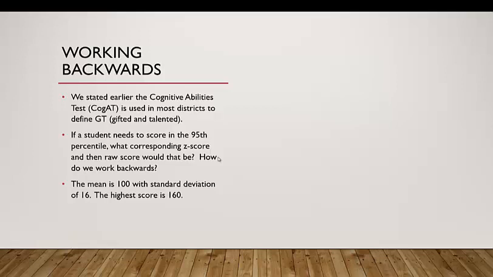Now, people always compare this to an IQ test. You can go online and look at that, but we're not going to run down that rabbit trail right now. The mean of our test is 100, the standard deviation is 16, and a child has to score in the 95th percentile in order to be classified as GT. What score must that child get? So how do we do this?